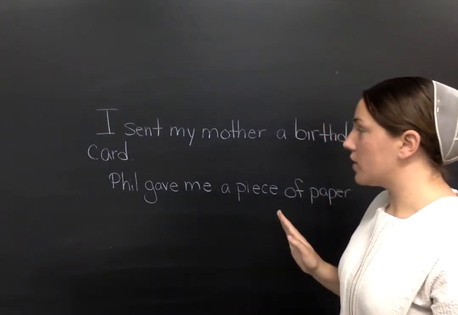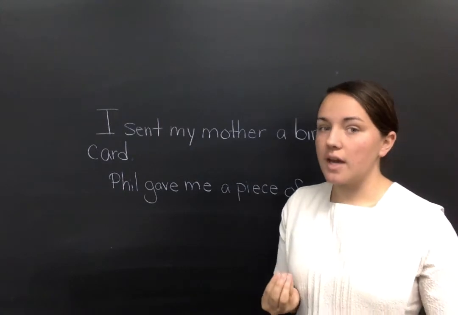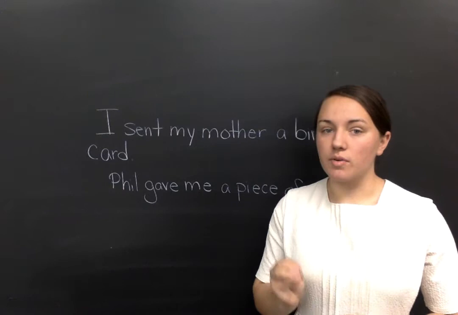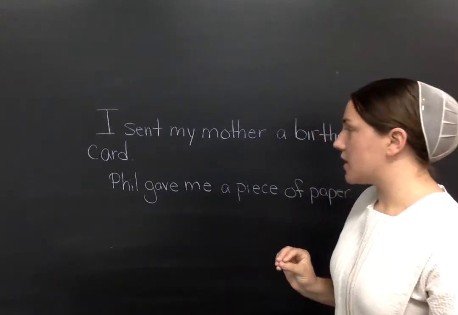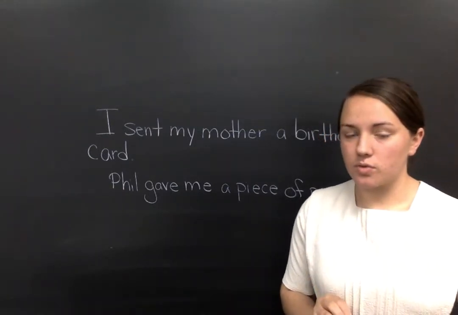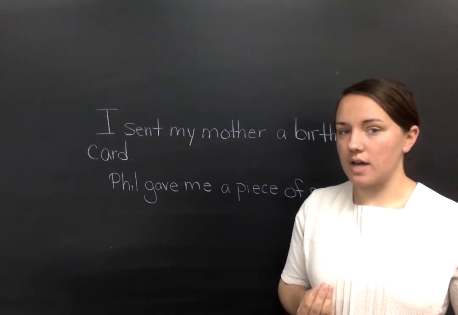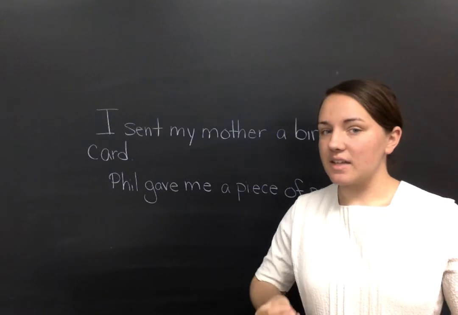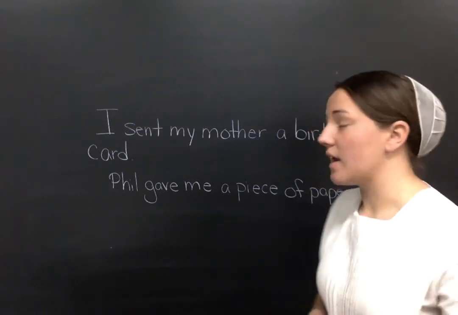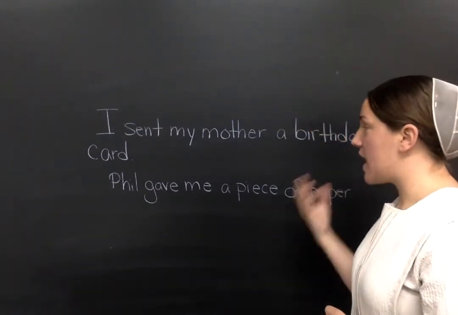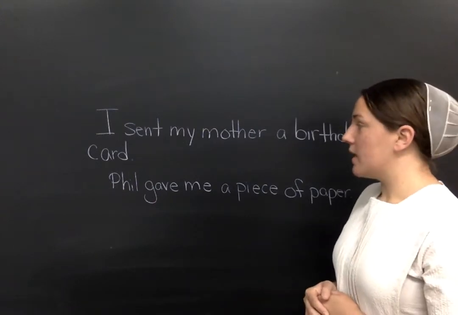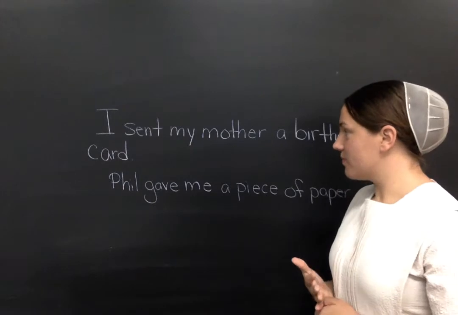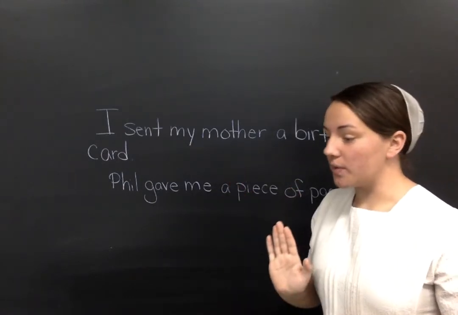So the first thing we're going to do when we're looking for a direct object is to find our prepositional phrases, because remember, our direct objects can never be found in a prepositional phrase, and that could confuse us. If we're looking at the object of the preposition, we might think it is our direct object when it's really not. So let's look at our first sentence. I sent my mother a birthday card. Are there any prepositional phrases here? There are not in this sentence, so we're good with that.